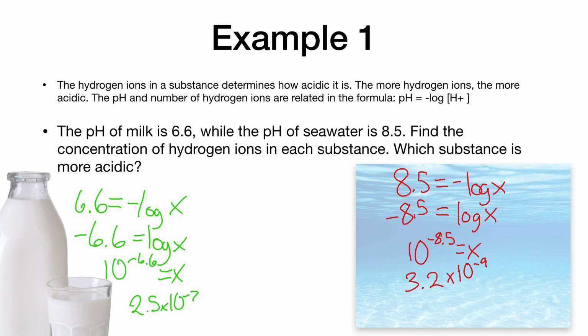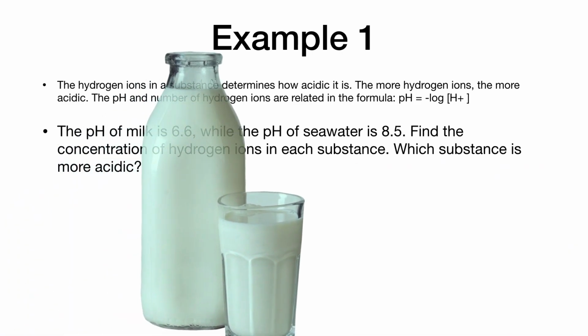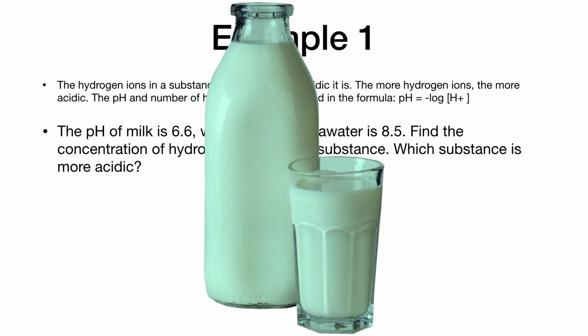So like 1 would have been 0.25, 2 would be 0.025, and so on and so forth. Or in the case of 3.2, 9 to the left, meaning it gets even smaller. So because of that, which substance is more acidic? Milk.